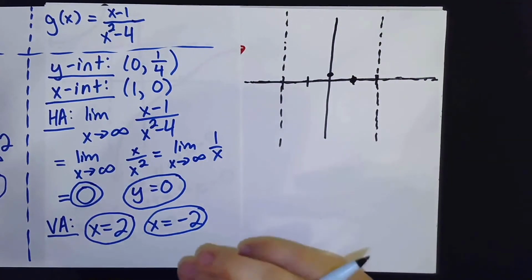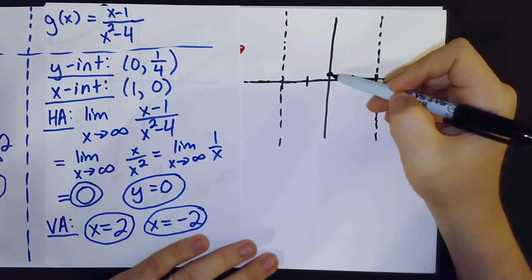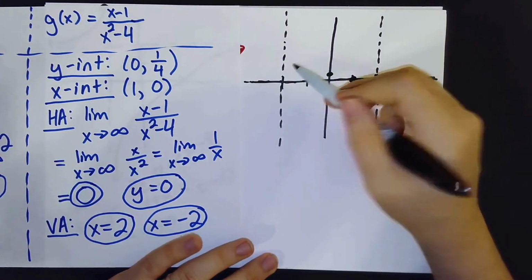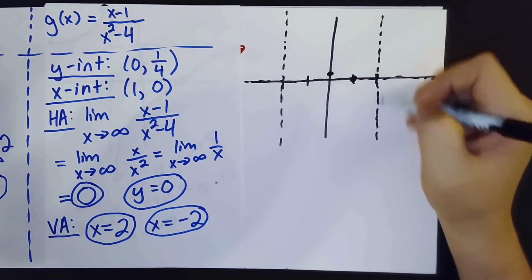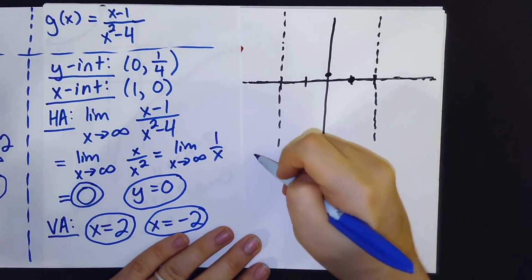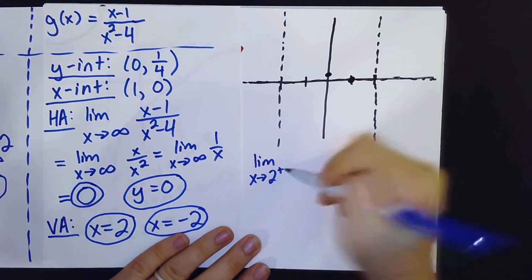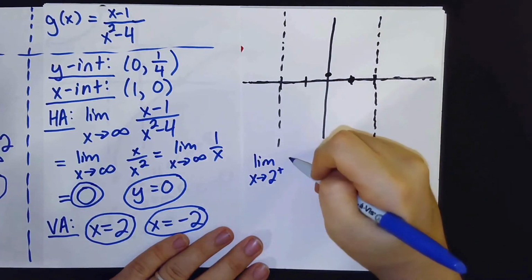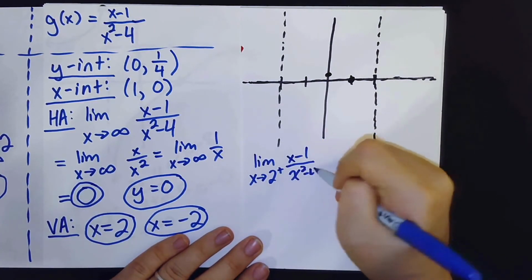Okay, and I've got to figure out how all of the pieces fit together. It's got to pass through that line and end up near this, and all of those sorts of pieces. So let's deal with the plus 2 one first. Namely, let's take a look at what happens if I take the limit as x goes to 2 from the right of x minus 1 over x squared minus 4.